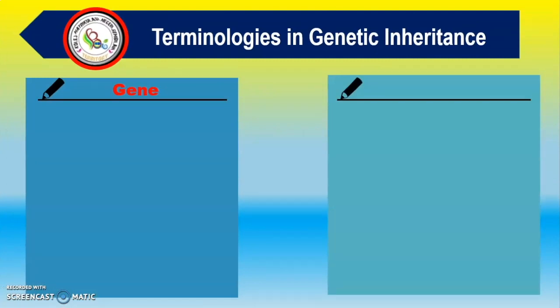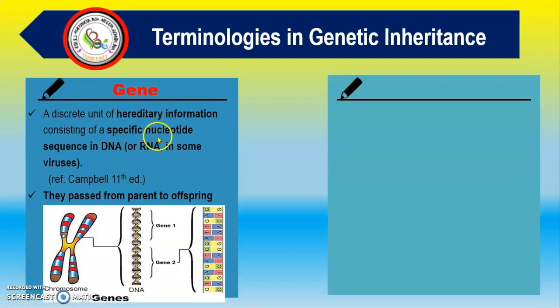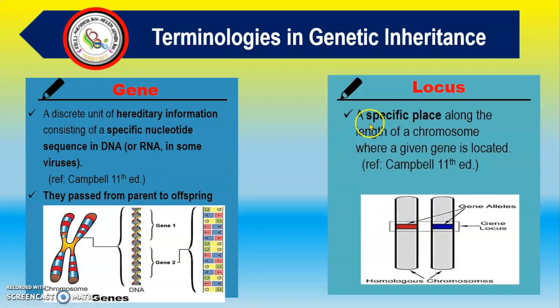Let us take a look at the first terminology, which is gene. Gene is a unit of heredity that is passed from parent to offspring, or known as a secret unit of hereditary information consisting of a specific nucleotide sequence in DNA. Next is locus. Locus is a specific place along the length of a chromosome where a given gene is located.